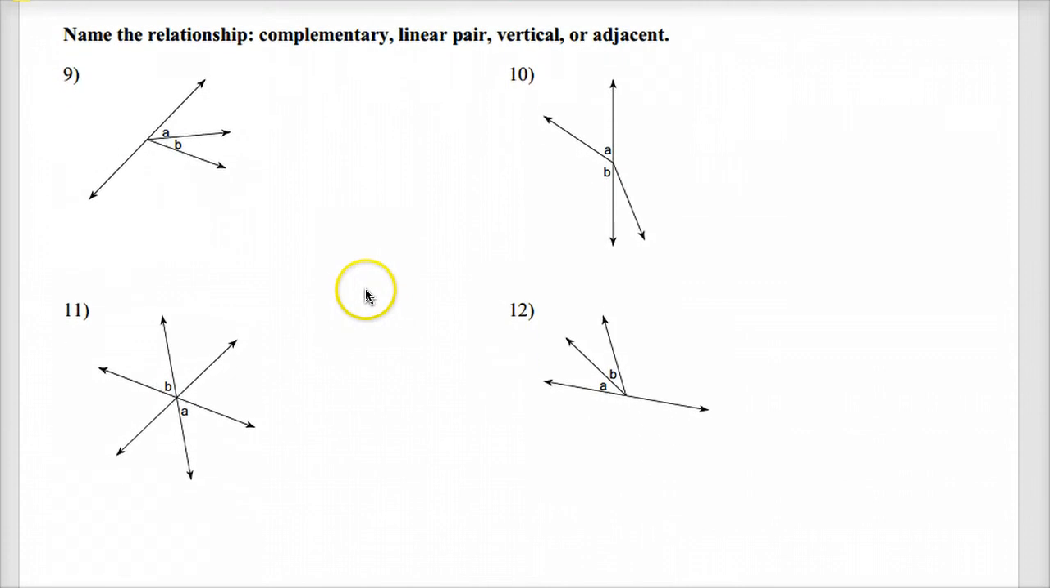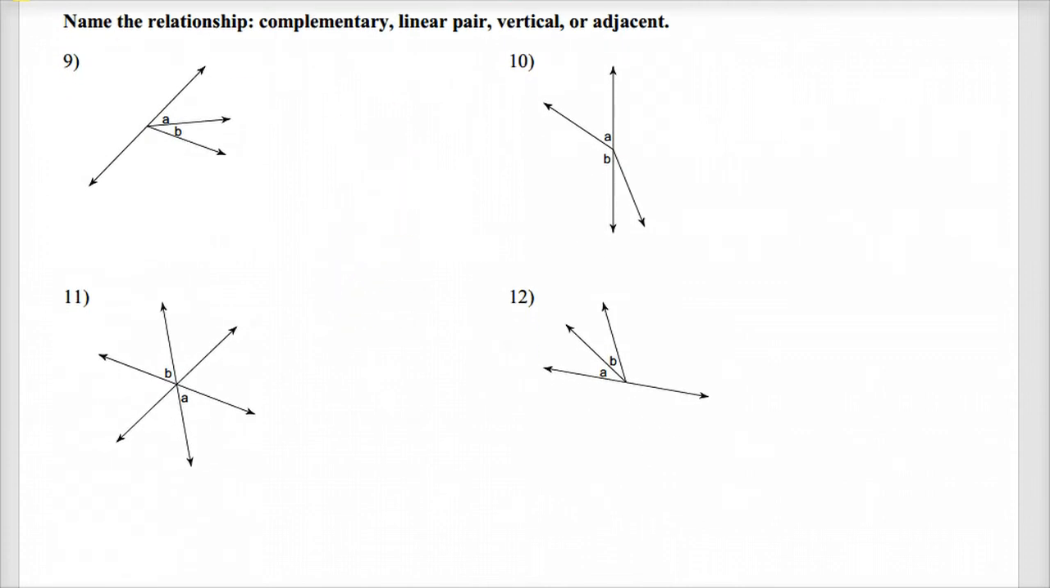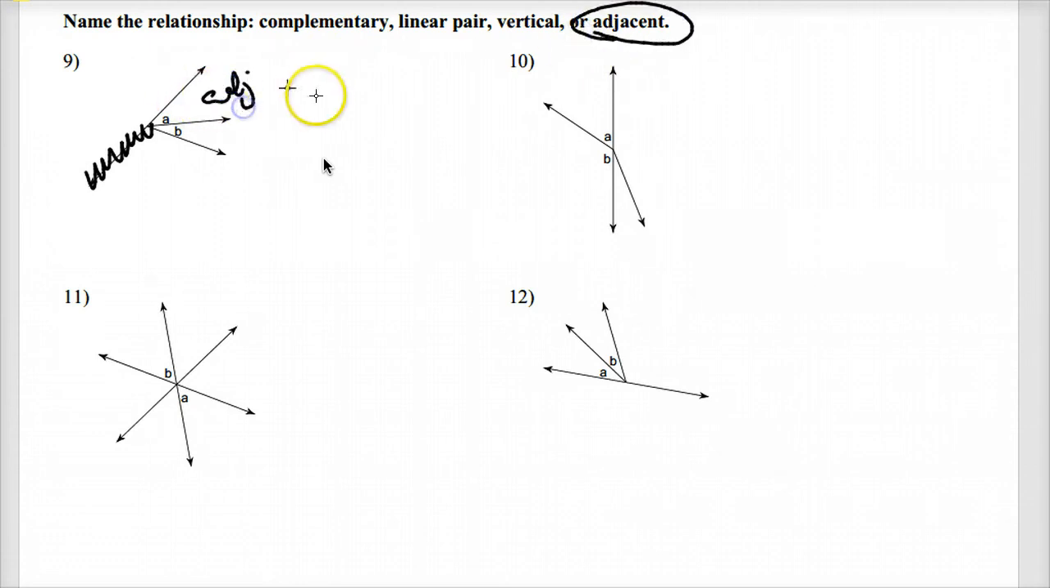Let's look at some of these ideas for what kind of pairs these are. Well, first, notice that sometimes you have a little bit extra. Like, for example, on number 9, this is nothing. You don't really need it. So you got A and B. And what are they? Well, it doesn't show that it's a right angle, so it's not necessarily complementary, but it's definitely at least adjacent. So this would be adjacent.